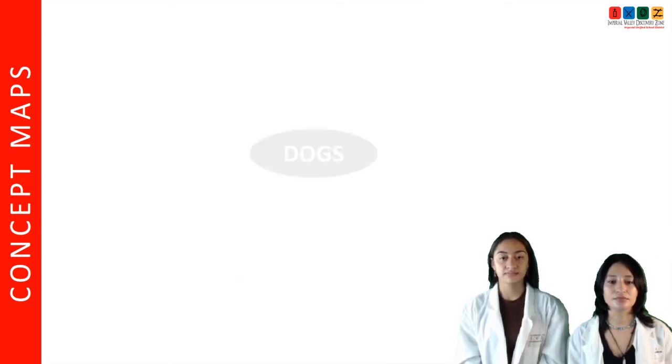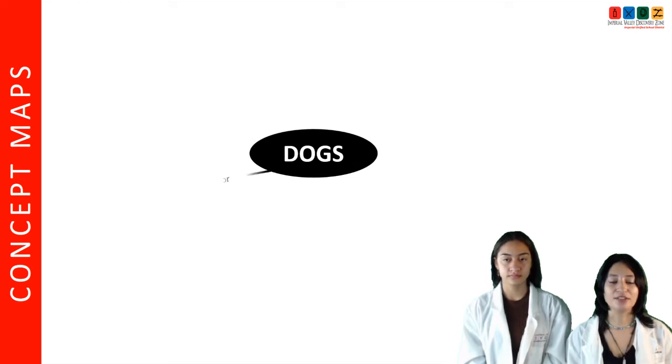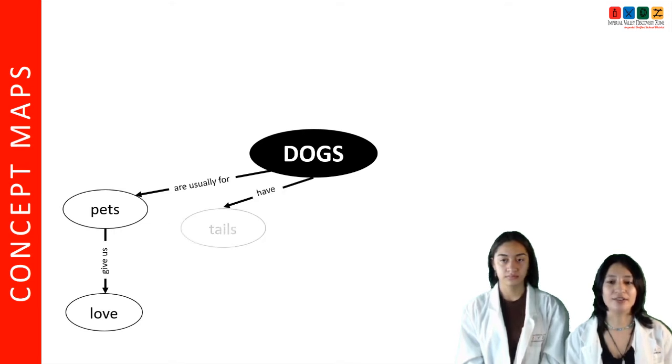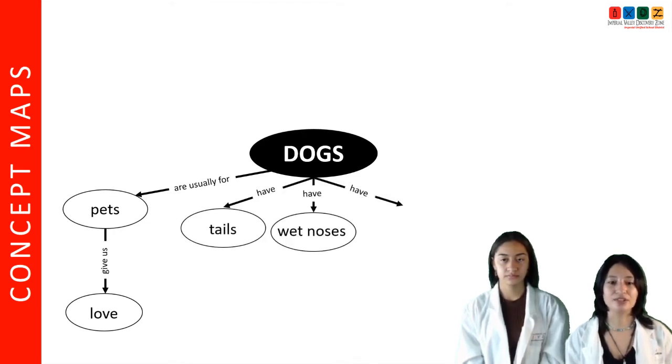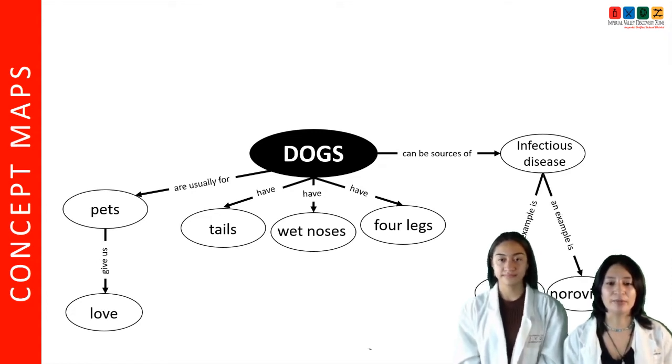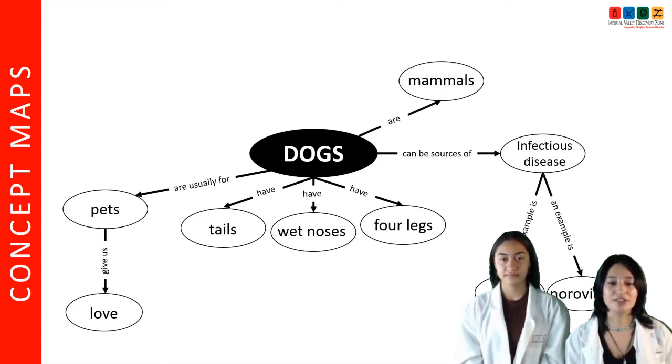Let's look at another. Let's look at dogs now. Dogs are usually for pets. They give us love. Dogs have tails. Dogs have wet noses. Dogs have 4 legs. Dogs can be sources of infectious disease. An example is rabies. Another example is norovirus. Finally, dogs are mammals. Now, if a person didn't know anything about dogs, they would have a good idea now.